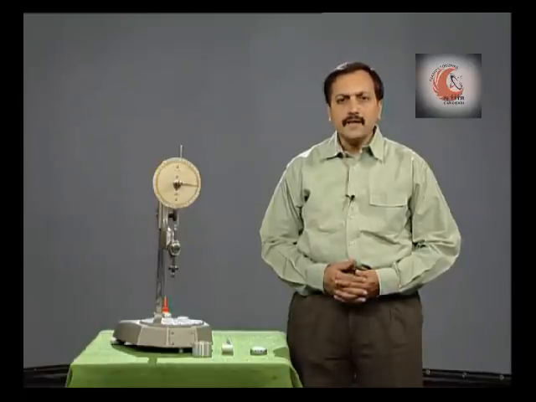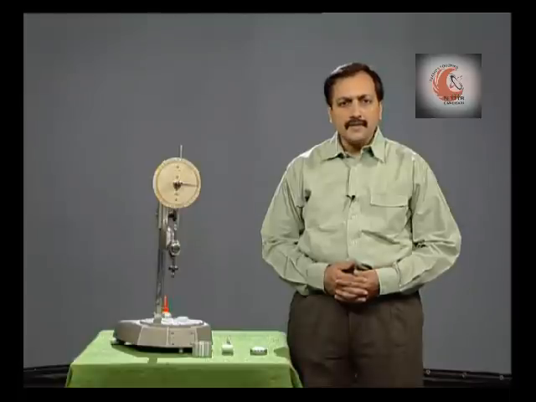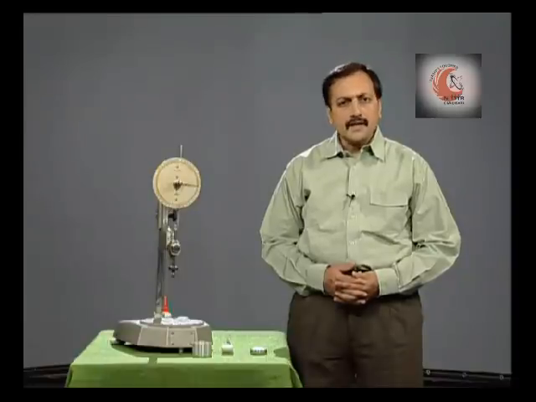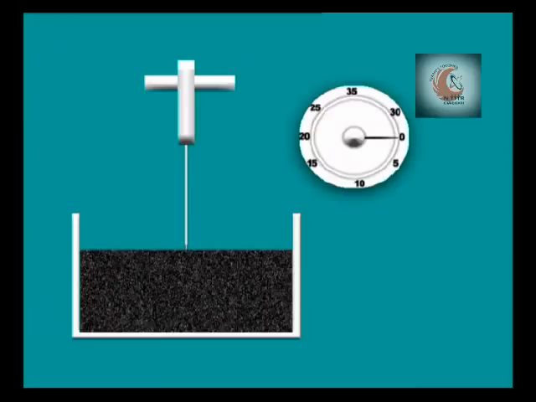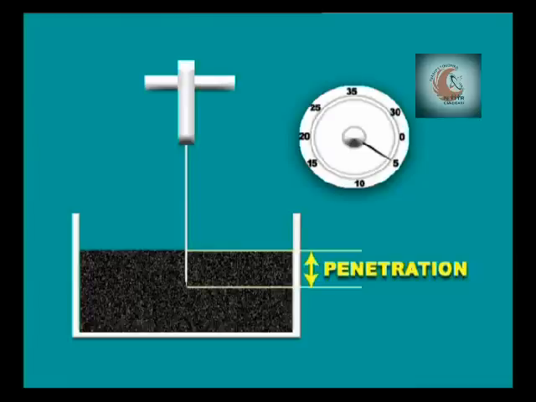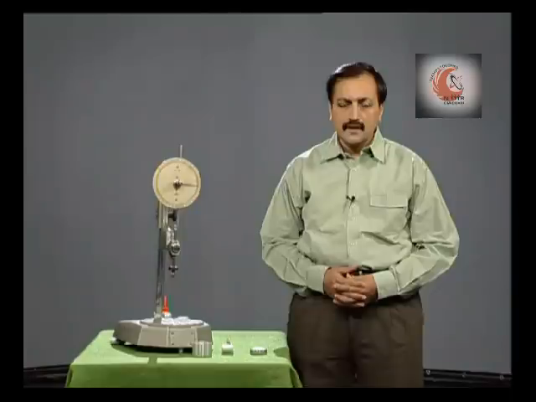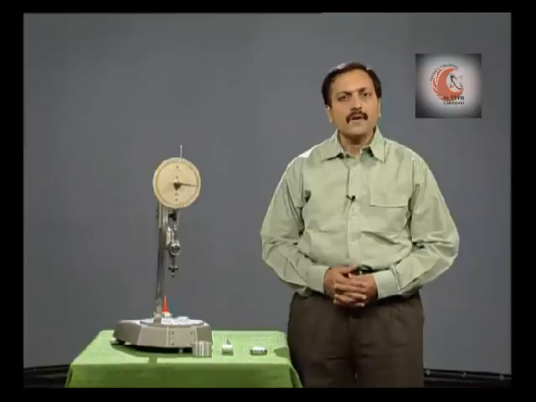The choice of grade is dependent on the surfacing type as well as the climatic conditions. The grading is done on the basis of its consistency. The consistency is determined by measuring penetration of bitumen. Penetration of bitumen is the distance traveled by a standard needle of a specific size, weight and shape under specified conditions of time and temperature, in 1/10 of a millimeter. In this program, we will see how we measure the penetration value of bitumen.